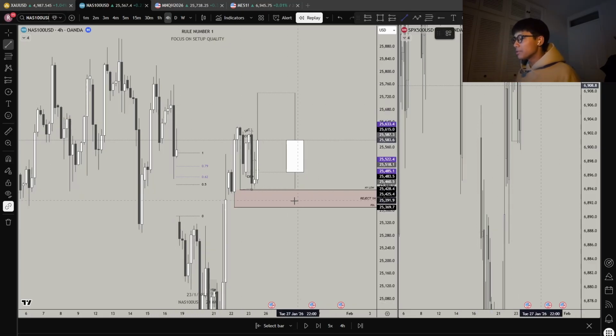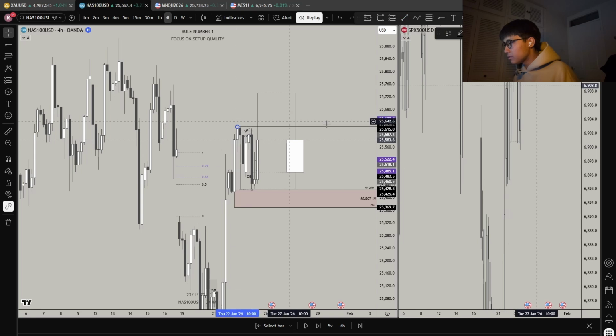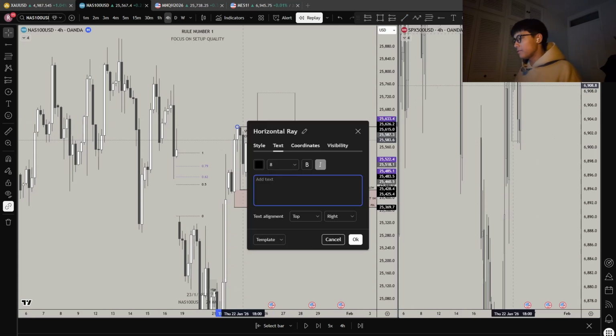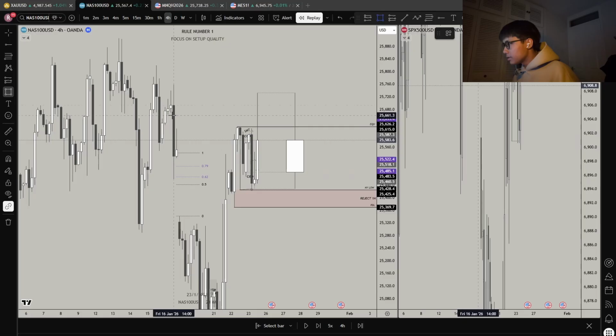The draw on liquidity, because we've already validated this rejection block, it was so obvious, was that these equal highs and this unmitigated imbalance over here. Let me not use that one. So this is the draw on liquidity to make it clear for you guys. Equal highs and this imbalance, that's the draw on liquidity there, guys.